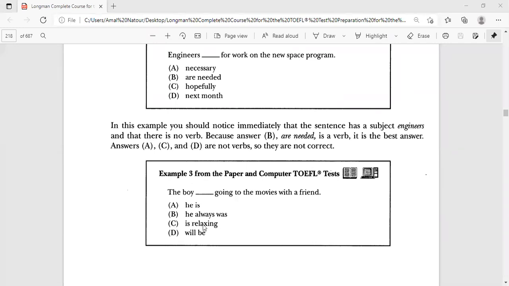C also. Is it correct? It is incorrect. Why? Because relaxing is an extra verb part that is unnecessary because of going. I can't say relaxing and going. Okay, which answer then is the right one? The right one is will be. This is the best answer. Will be together with going is a complete verb. I say the boy will be going to the movie with a friend.